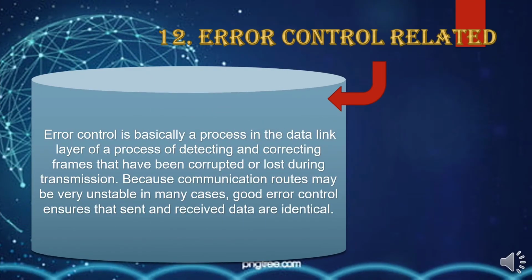The 12th point is error control. Error control is basically a process in the data link layer of detecting and correcting frames that have been corrupted or lost during transmission. Because communication routes may be very unstable in many cases, good error control ensures that sent and received data are identical.